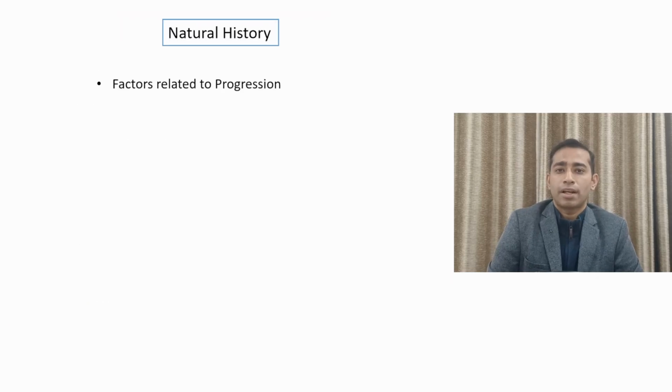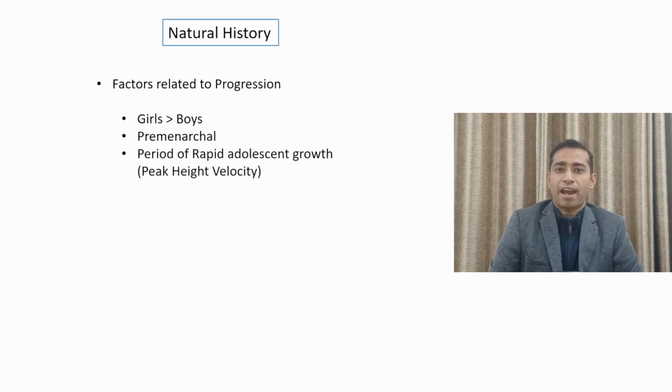Coming to the natural history of adolescent idiopathic scoliosis. The factors that are related to the progression of AIS are: it progresses more in girls compared to boys. Premenarchal girls have a higher risk of progression. The factor that relates most closely with the progression of AIS is the period of rapid adolescent growth or peak height velocity. It is during this period that the curve most severely deteriorates.